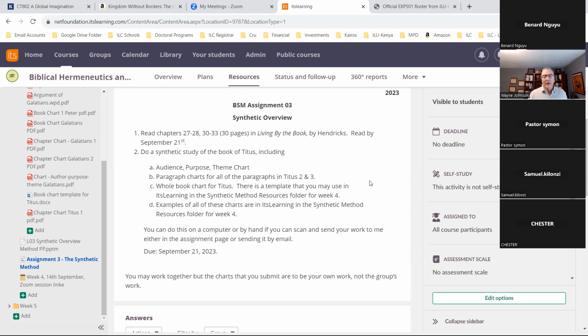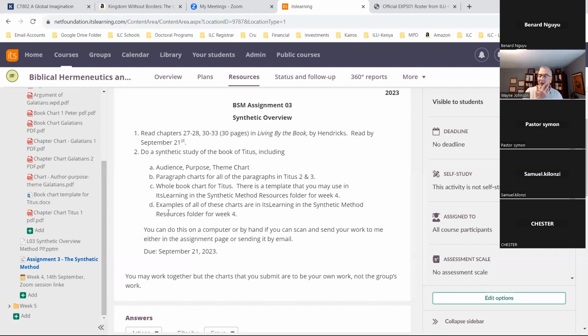You don't have to turn anything on that, but what titles would you give that you would put into the book chart? But I do want you to do the paragraph charts and do it as a chapter. So as we did in the example in the PowerPoint for both Titus 2 and Titus 3, do these separately, not on one page, but each one on a separate page. And then do a whole book chart for the book of Titus.